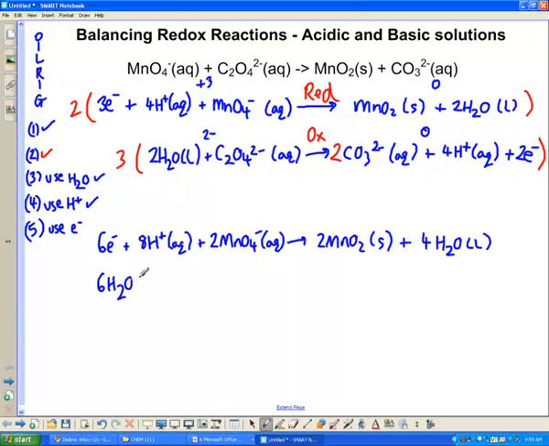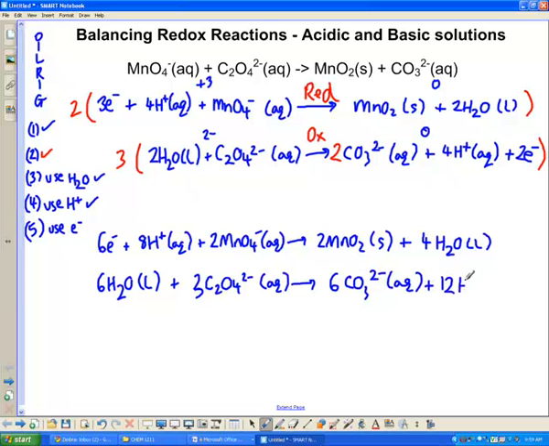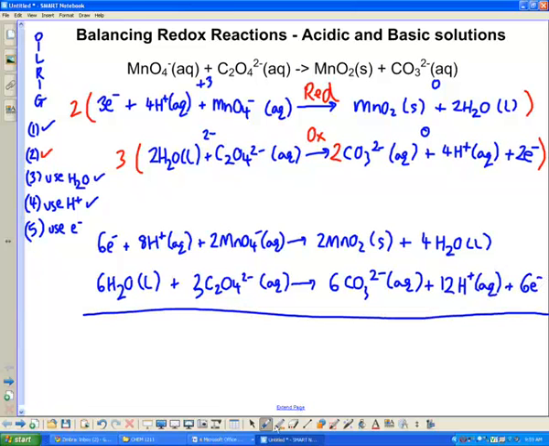So let's do the same for our oxidation half reaction. 6 H2O, liquid again, plus 3 C2O4 2 minus, and that forms 6 carbonate, 6 CO3 2 minus, plus 12 H plus aqueous, plus how many electrons? 6 electrons. All right, now all we've got to do at this point is just cancel out and add together.